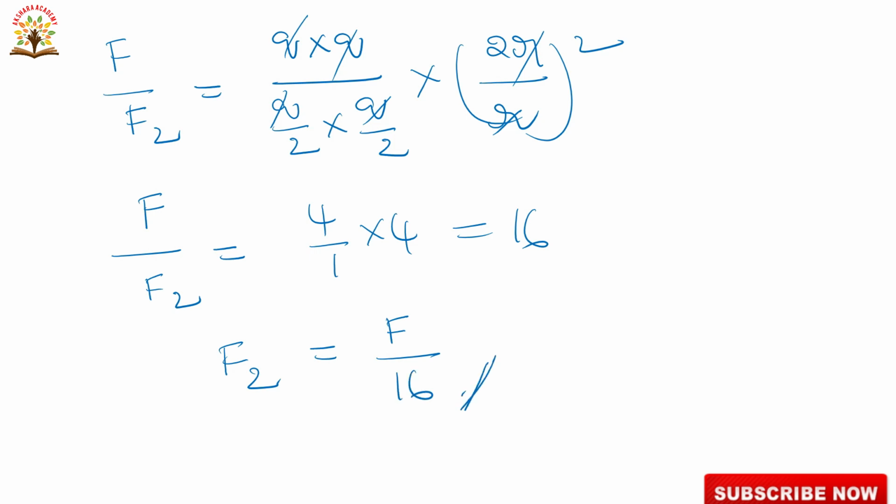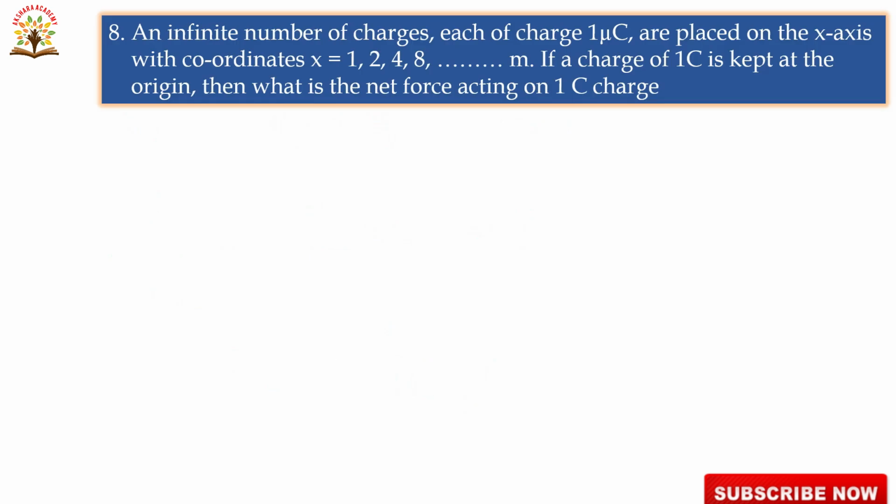Okay. Next we will go to the next question. An infinite number of charges, each of charge 1 microcoulomb, are placed on the x-axis with coordinates x equal to 1, 2, 4, 8 and so on meters. If a charge of 1 coulomb is kept at the origin, then what is the net force acting on 1 coulomb of charge? Now let us go to the solution.